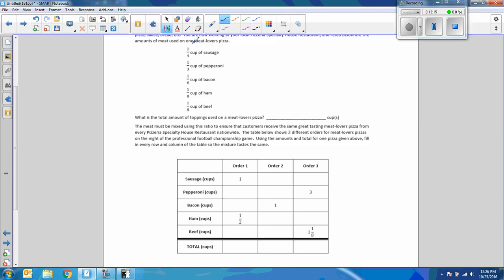Okay, so the key there is one meat lover's pizza. There is 1/4 cup of sausage, 1/3 cup of pepperoni, 1/6 cup of bacon, 1/8 cup of ham, 1/8 cup of beef. What's the total amount of toppings used on each meat lover's pizza? Well, we have 8s here, we have 6s here. We have to get a common denominator if we're going to add. So 24 is going to be our common denominator.